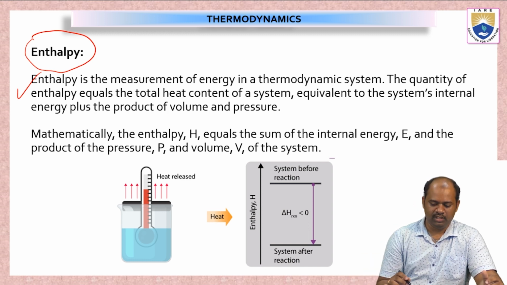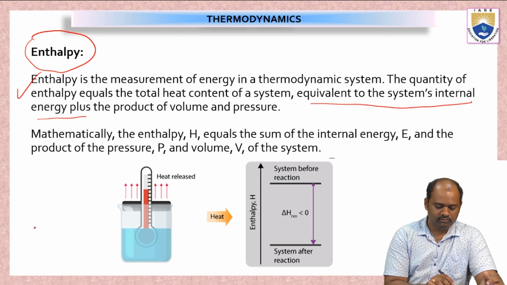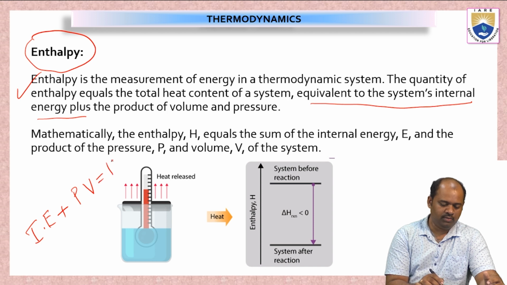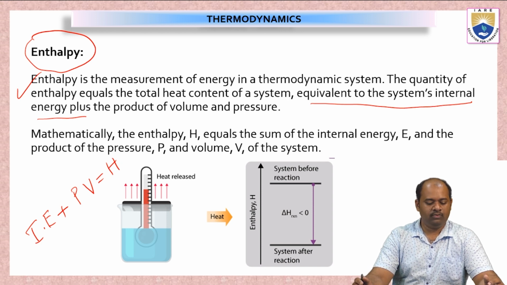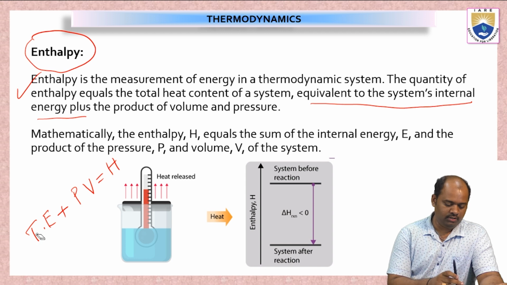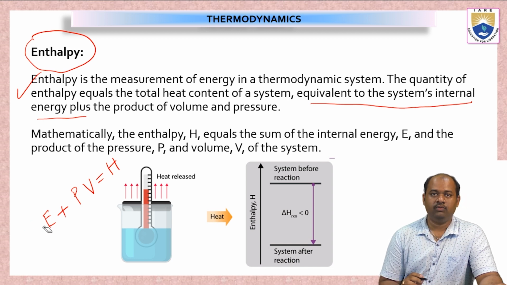So the formula for enthalpy is given in this definition. It is equivalent to the system's internal energy plus product of the volume and pressure, PV. So this is equal to enthalpy. Enthalpy is denoted with H. So enthalpy is equal to internal energy plus pressure into volume of the system. So mathematically, the enthalpy is denoted with H, and the internal energy is denoted with E, where H is equal to E plus PV.